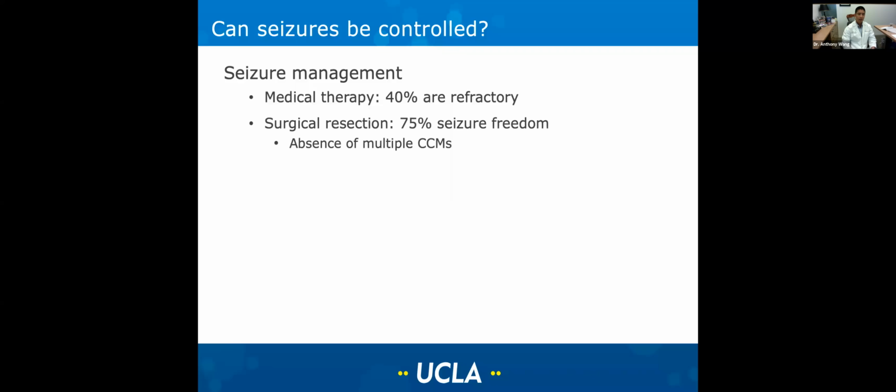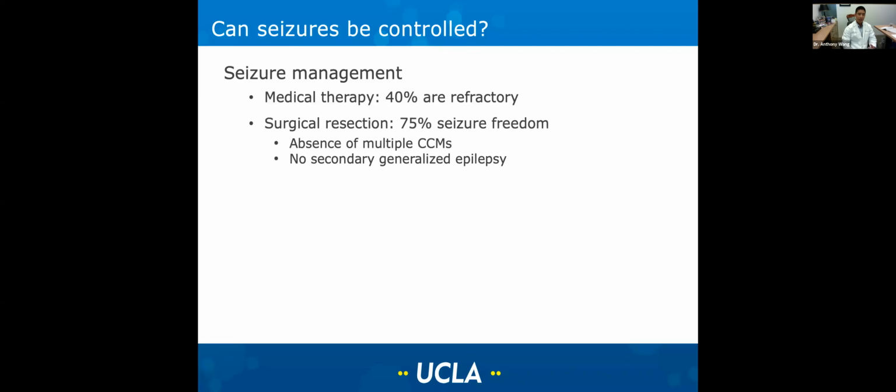And then there are certain factors that affect the rate of seizure freedom with surgery. Patients who have multiple cavernous malformations predictably are a little bit less likely to obtain seizure freedom with resection of just one cavernous malformation.